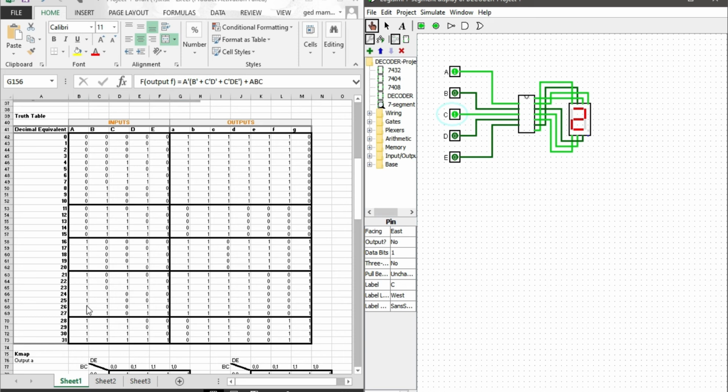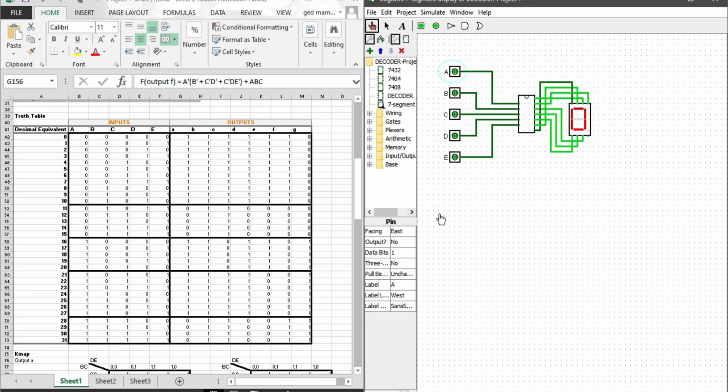From 21 to 27, the display should be 3. Let's see if it's the same. So 1, 0, 1, 0, 1. Now it's 3. And for 27, 1, 1, 0, 1, 1, it's still 3. Now let's see if 28 to 31 is 4. The display should be 4. Now let's test.